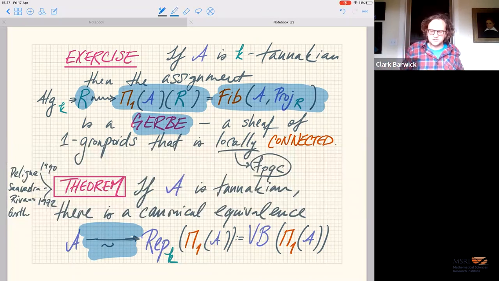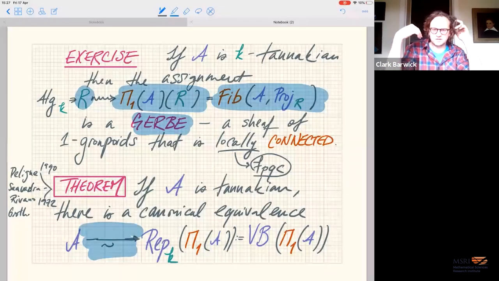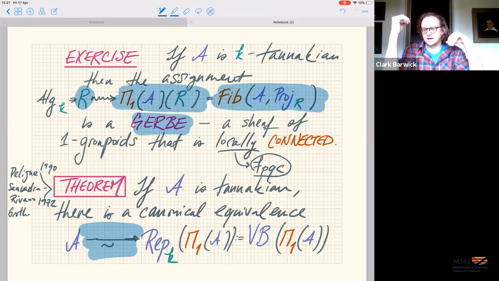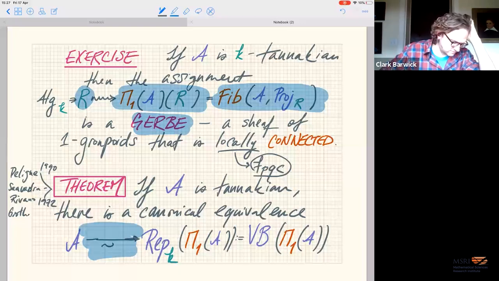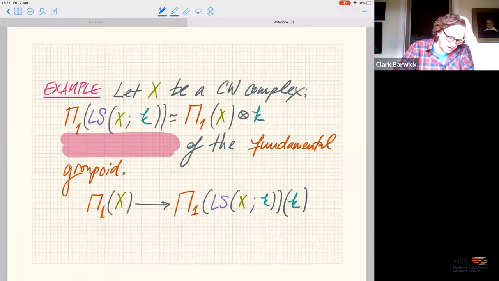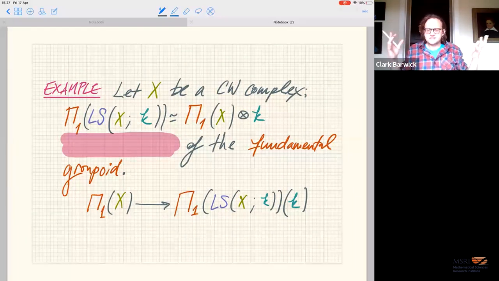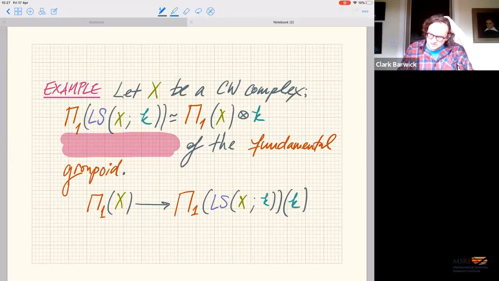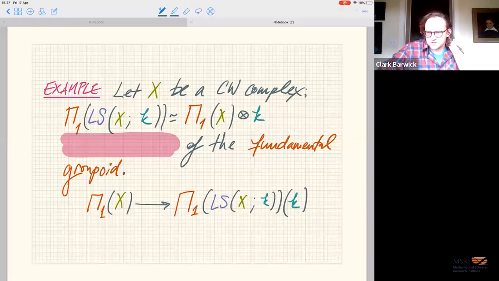Okay, so let's see this in action. So the first example has to be that we're going to be talking about a topological space X, in our case, usually a CW complex. And we're going to take that CW complex and look at local systems of that CW complex valued in K vector spaces. Well, what happens? That's a Tannakian category. In fact, it's a Tannakian category, and you can write down for yourself a fiber functor.